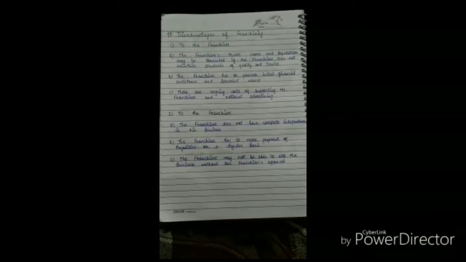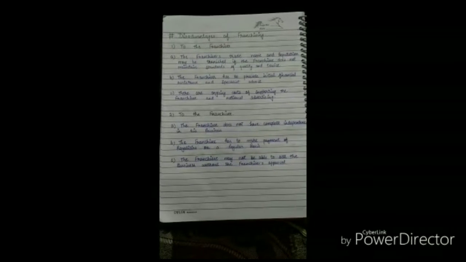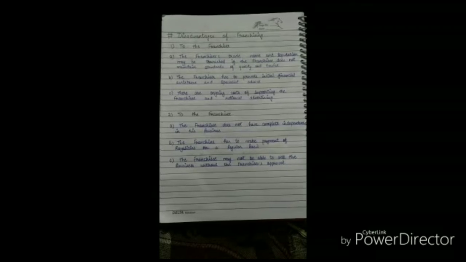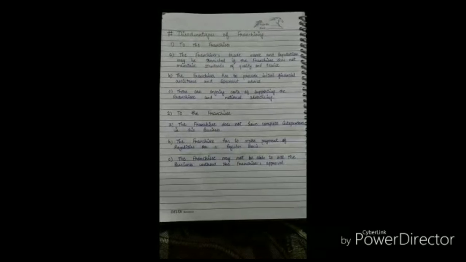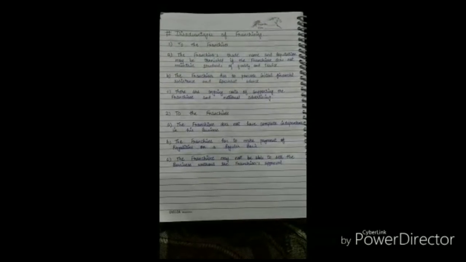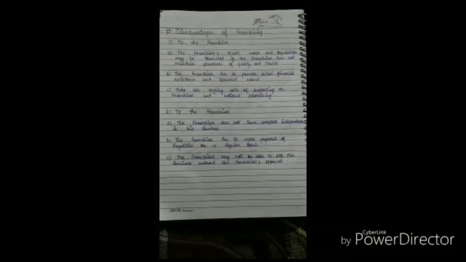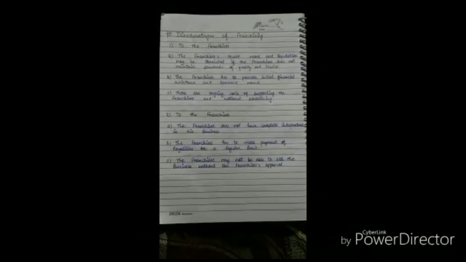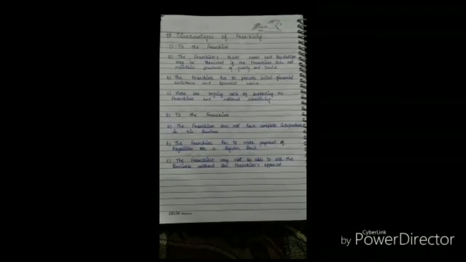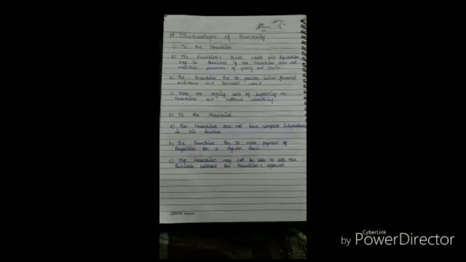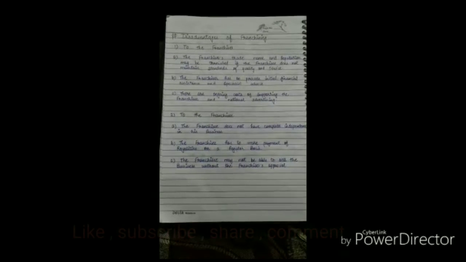And the third and last one is that there are ongoing costs of supporting the franchisee and national advertising. Now we do disadvantages of franchising to the franchisee. The franchisee does not have complete independence in his business. The second one is that the franchisee has to make payments of royalties on a regular basis. And the third and last one is that the franchisee may not be able to sell the business without the franchisor's approval.